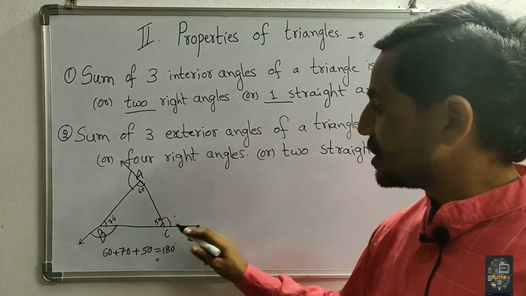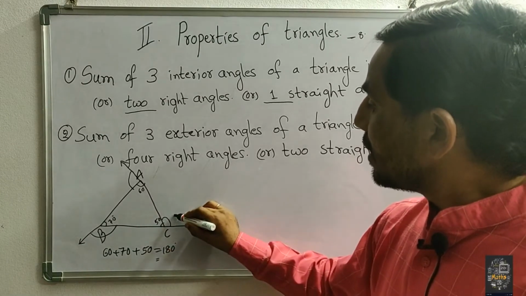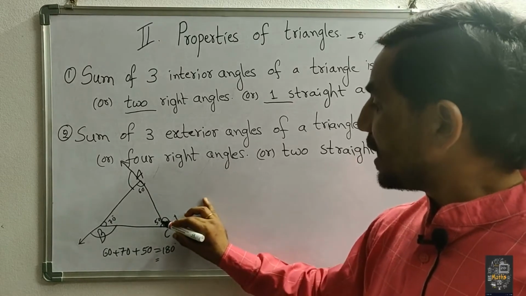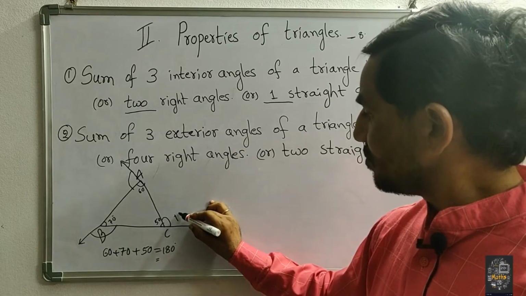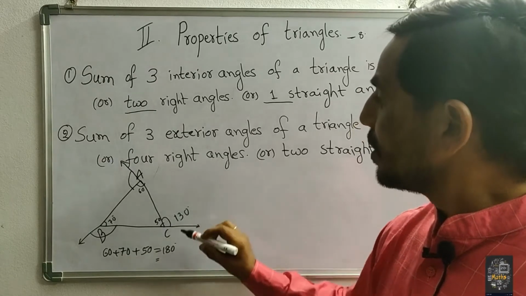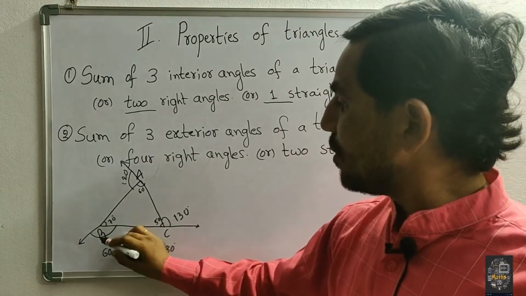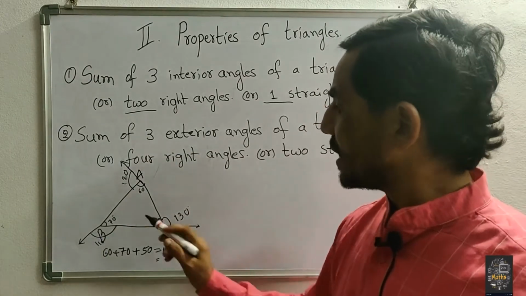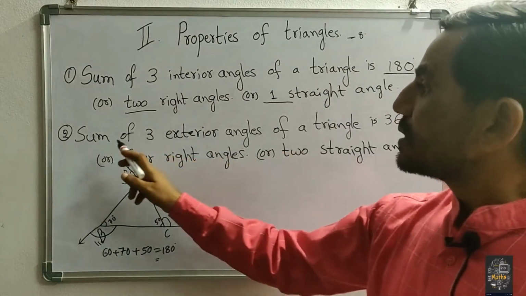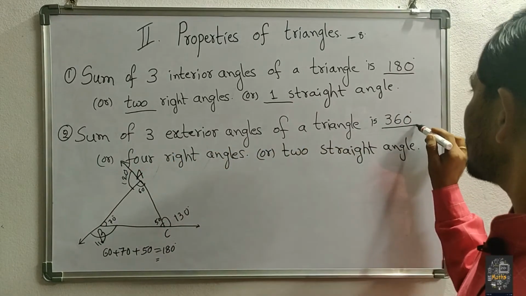So for example, this is one straight line. Here 50 degrees, and the remaining angle is how much? The sum of these two angles is exactly 180 degrees. Here 50 is already there, so the remaining is 130 degrees. Here 60 is there, remaining 120 degrees. Here 70 is there, remaining 110 degrees. So second condition: the sum of the three exterior angles of a triangle is 360 degrees.